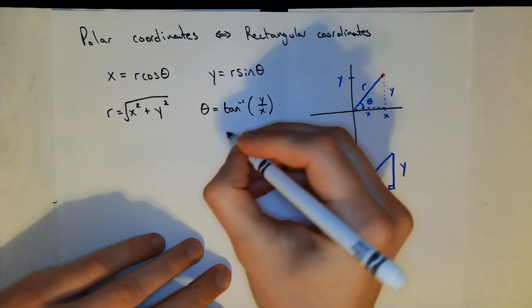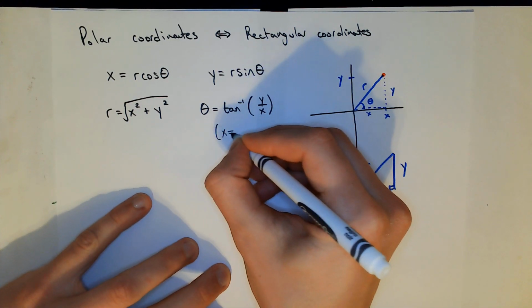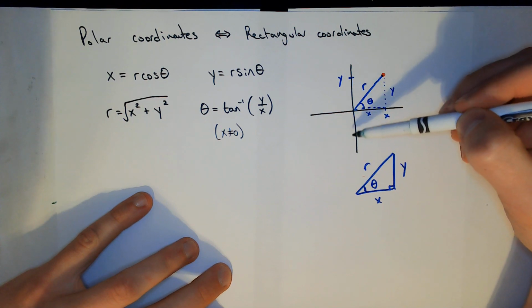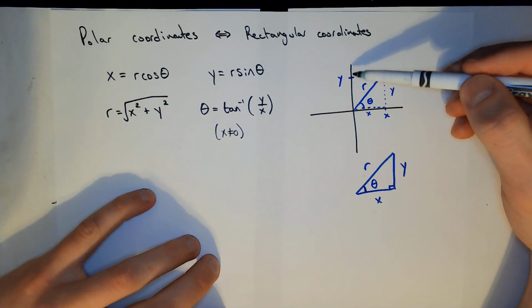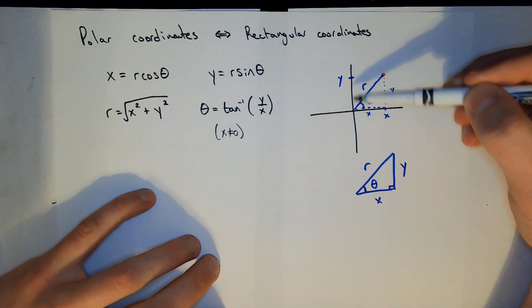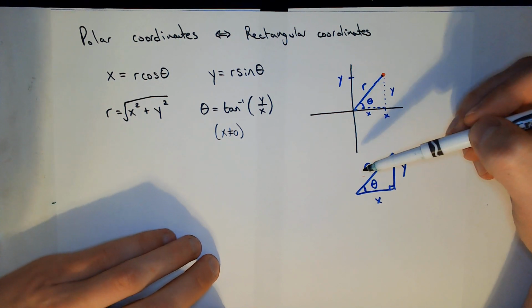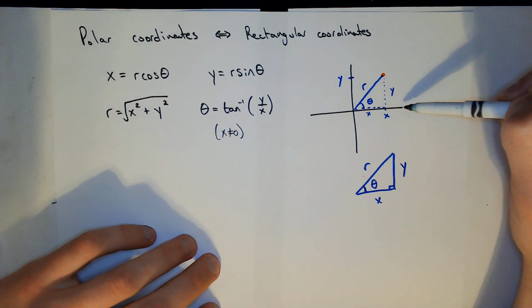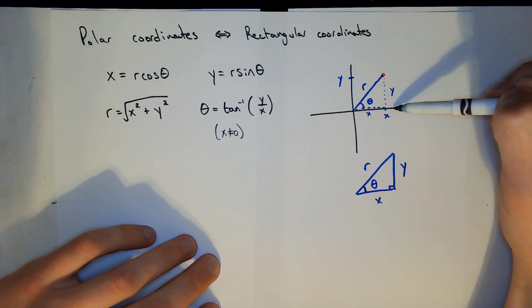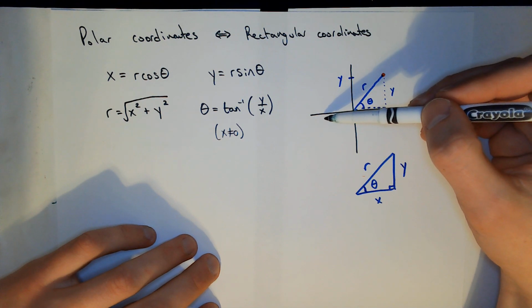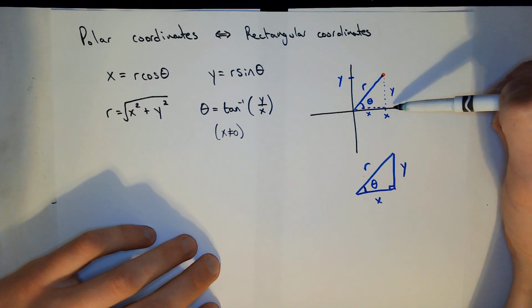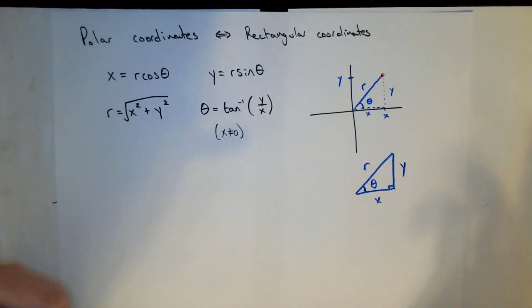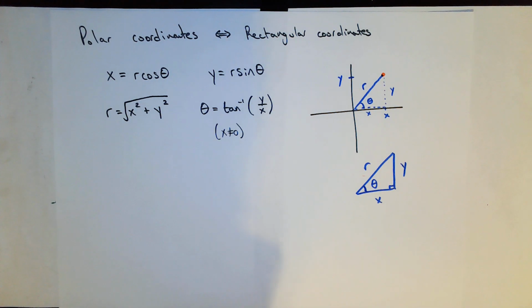I should say this only works if x is not 0. So it won't work for any angle on the y-axis. But if the angle is on the y-axis, then it's either pi on 2 or 3 pi on 2, right? So that's an easy case. Same thing if the angle's on the x-axis and the y value is 0, then it could either be an angle of 0 or pi. Or 2 pi. Well, 0 or pi, right? 2 pi is the same as a full revolution, so you could just say 0.